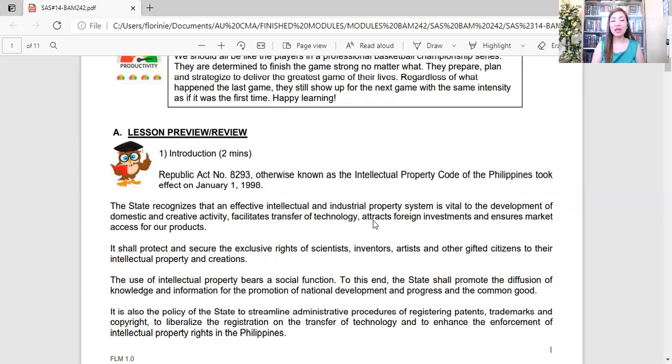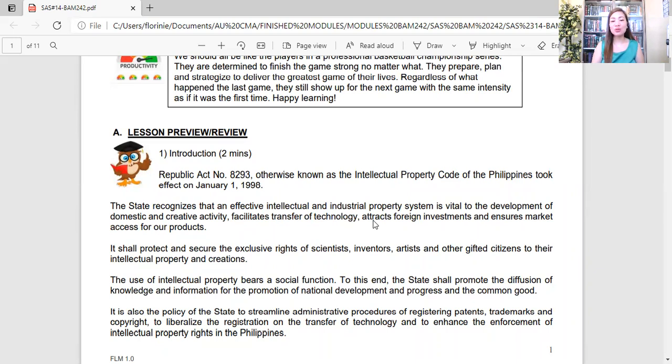Bakit nga ba importante na meron tayong batas na tulad nito? Bakit nga ba ang Estado ay gumawa ng ganitong batas? Kasi ang sabi rito, the state recognizes that an effective intellectual and industrial property system is vital, kinakailangan to the development of domestic and creative activity. It facilitates transfer of technology. It also attracts foreign investment and ensures market access for our products. Of course, it also protects and secures the exclusive rights of scientists, inventors, artists, and other gifted citizens to their intellectual property and creation.